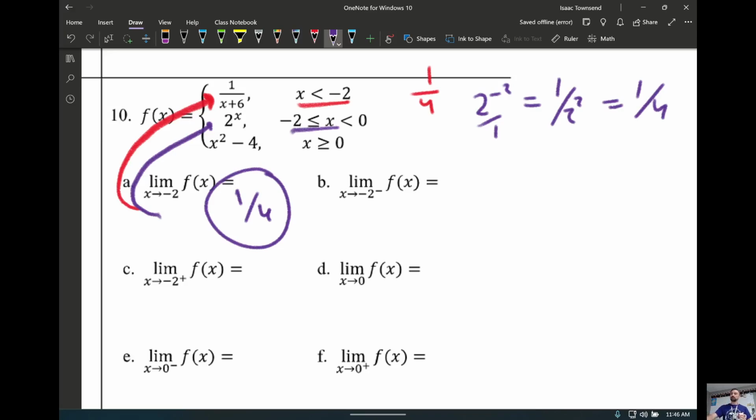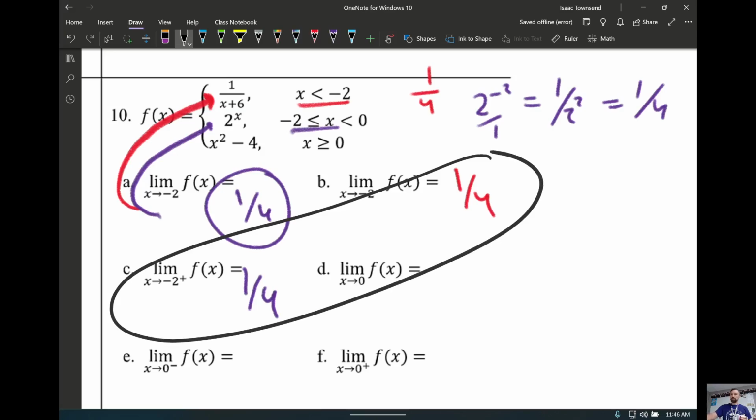In fact, there's no obligation to put these questions in any order, but this is what we just did in part B and C. B is when you do from the left, and it was 1/4. Question C was from the right, which was 1/4, and really, you've got to be able to do both those things to answer this question. If they're the same, it's 1/4. If they were different, it would be does not exist.